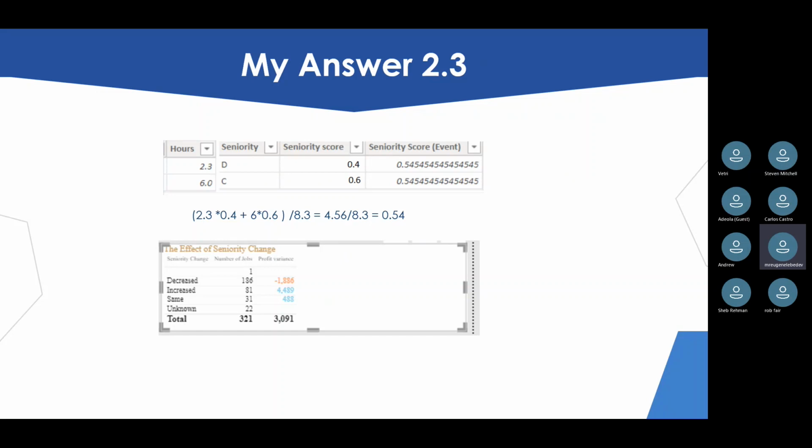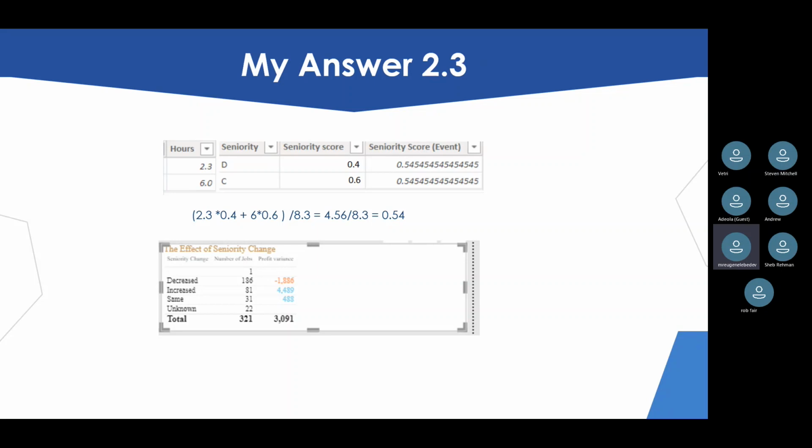The third step was dividing this by the actual amount of hours that was spent. This gives us a ratio for the seniority, and also some context on the proportion of expensive and less expensive working hours. For example, in this case, most hours were spent by the resource in band C rather than D, so it accounts for that. And this gives us our seniority score for the event.